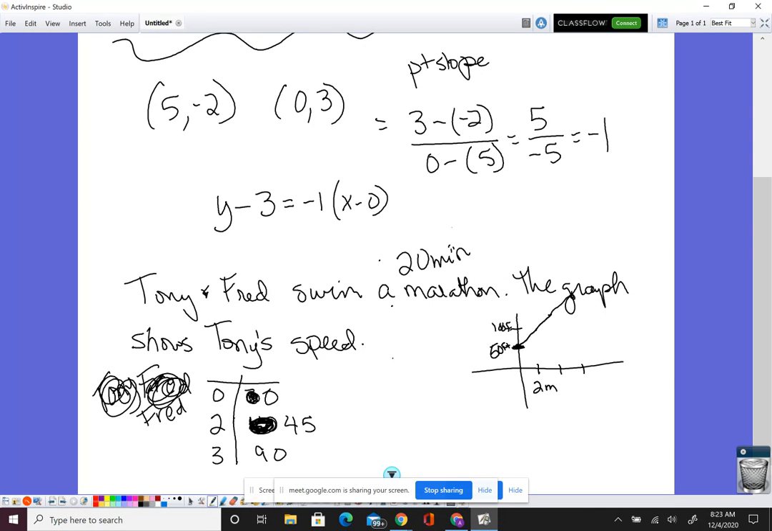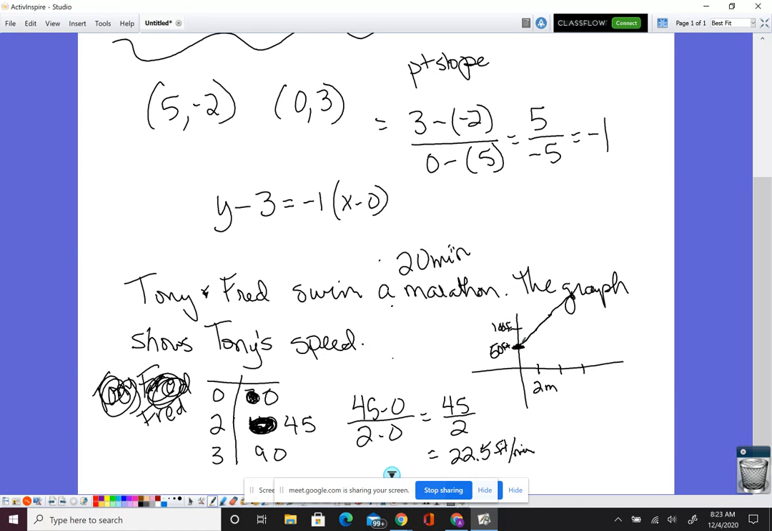Is there a way that you could figure that out using slopes? You figure out slope for Fred's, right? Yep. So Fred would be 45 minus 0 over 2 minus 0. 45 divided by 2 is 22.5 feet per minute.